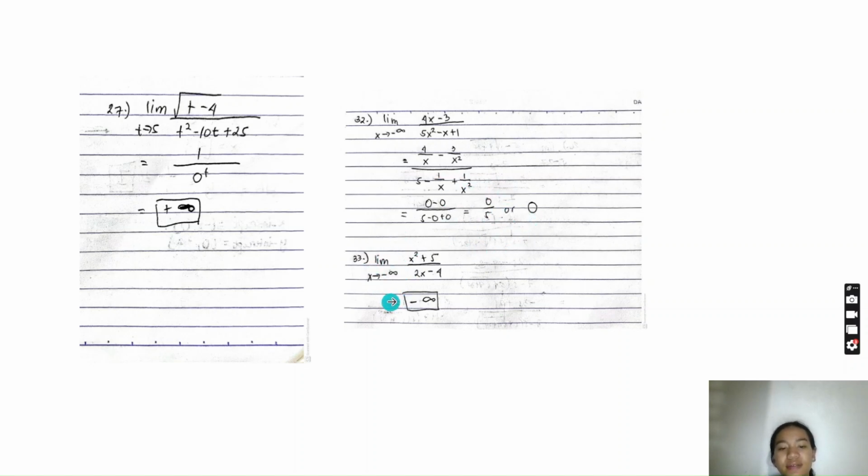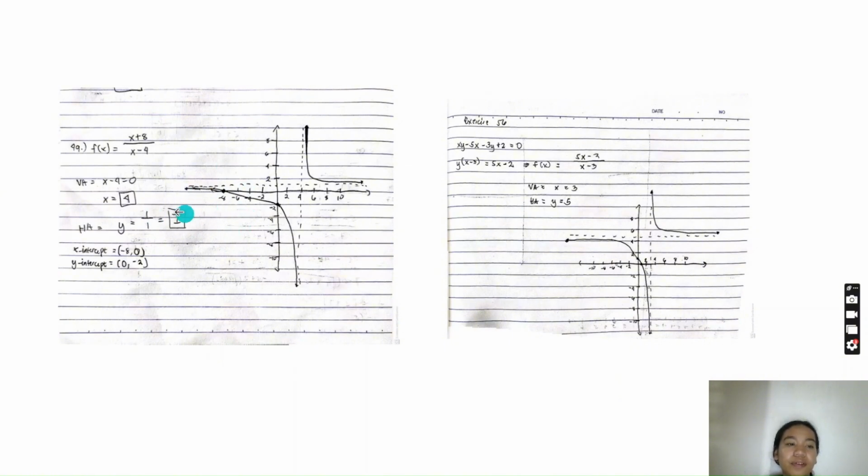Number 33 is given x squared plus 5 all over 2x minus 4. In this case, we will apply again dividing each term by x squared, the highest exponent. And since it is positive divided by negative here, that is negative infinity. It comes from the rules or theorems of the limit.